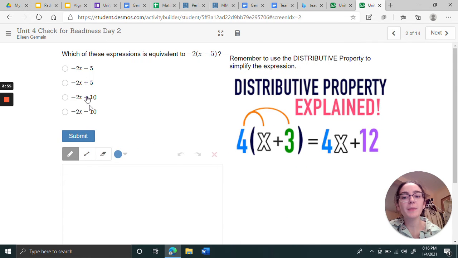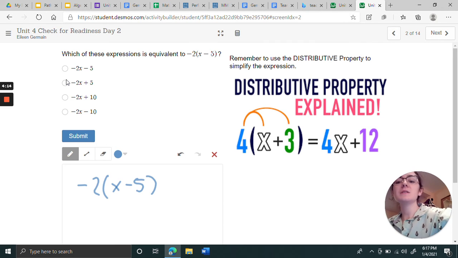Then it's the same thing that you need to do here. You need to say which of these is equivalent to negative 2 parentheses x minus 5. You're going to use the distributive property, that image right here, to help you out. Once you get your answer, you can click it and see if you got it wrong. I'm going to give you 1 minute and you can get started.